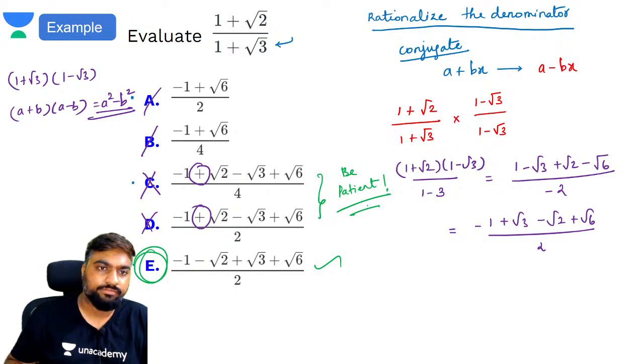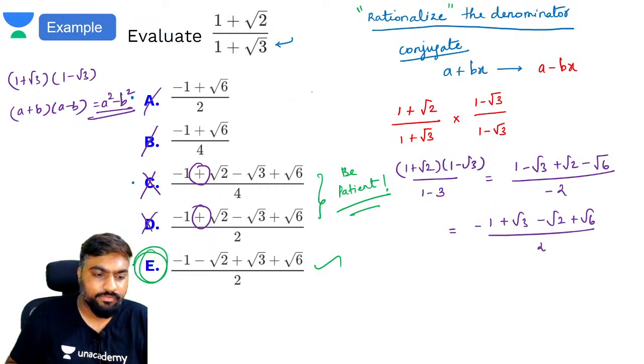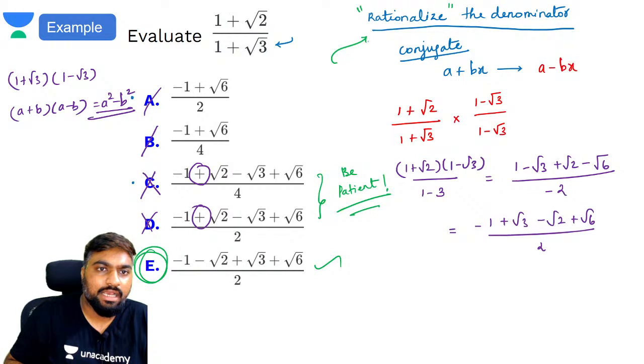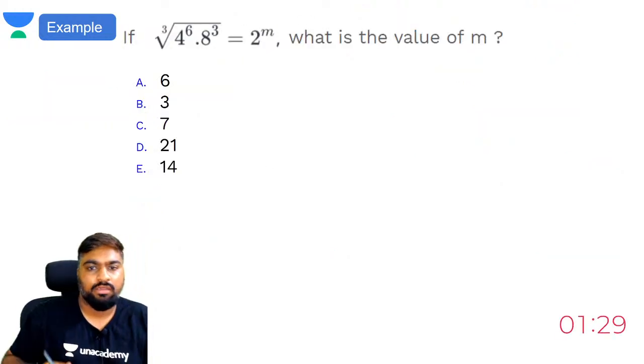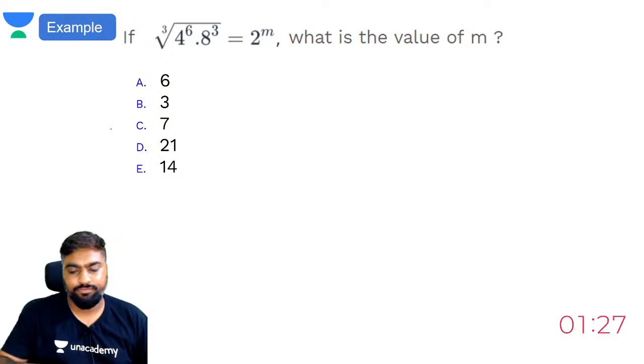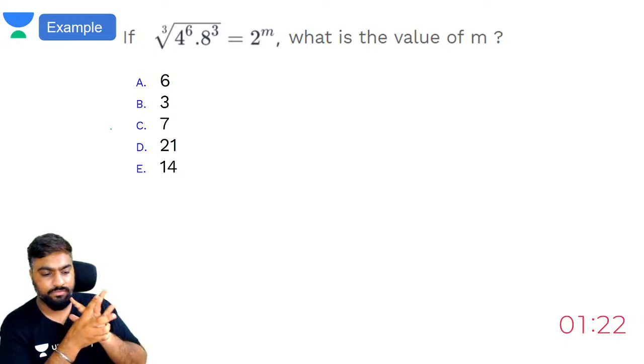Got it, everyone? Did you all understand how to rationalize the denominator? Rationalizing the denominator, did it make sense? Everybody say yes if you understood this. Beautiful. Chalo. Try this question out now. Read this question, try this out.